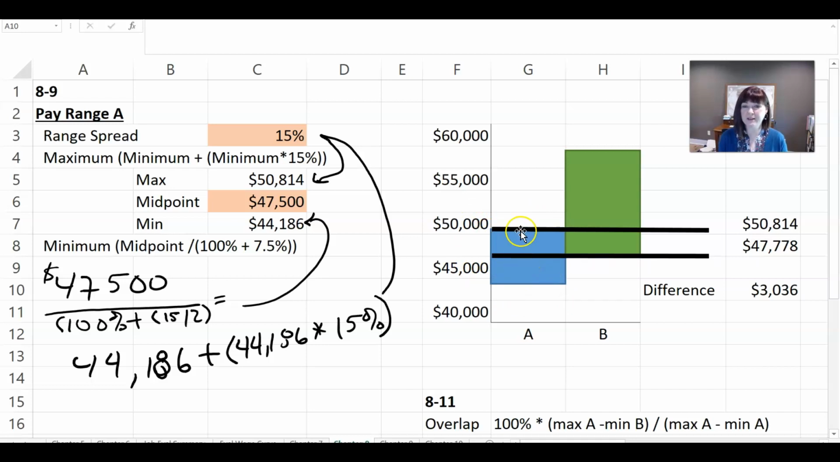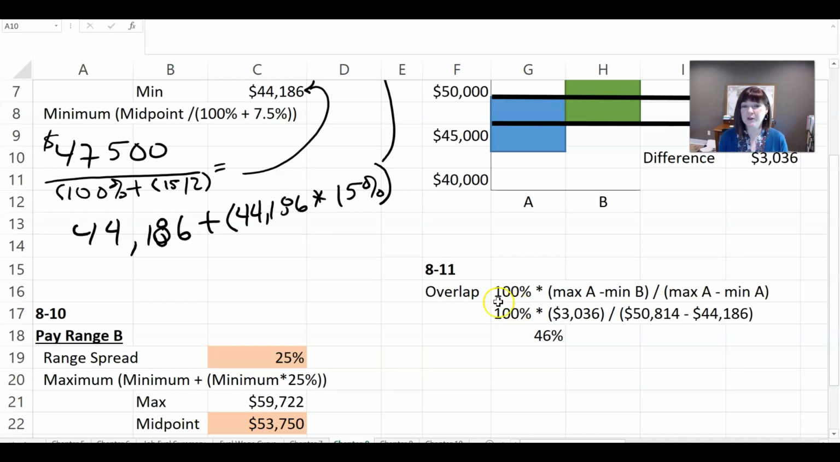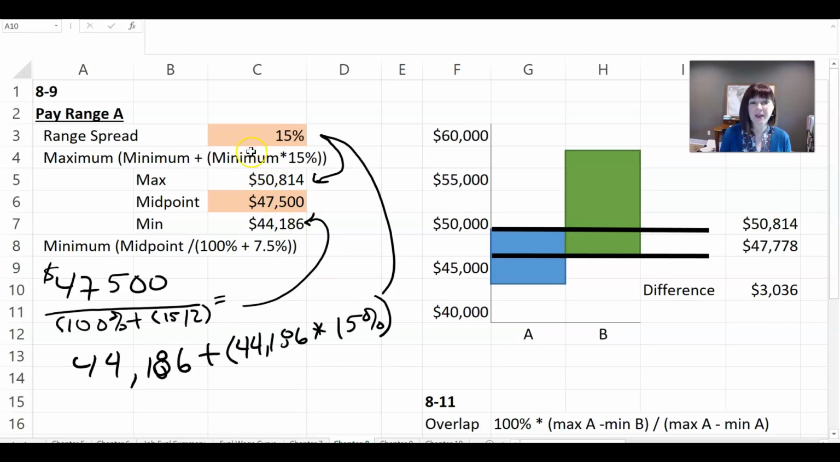Now if you just eyeball it, what do you think it's going to be? It looks to me like it should end up being somewhere around that 50% mark. When you calculate it out, 100% times that difference, 3,036, divided by the maximum of A minus the minimum of A, equals 46%. Logically, that makes sense. So that's all there is to calculating the minimums and maximums of these pay ranges as well as the overlap.